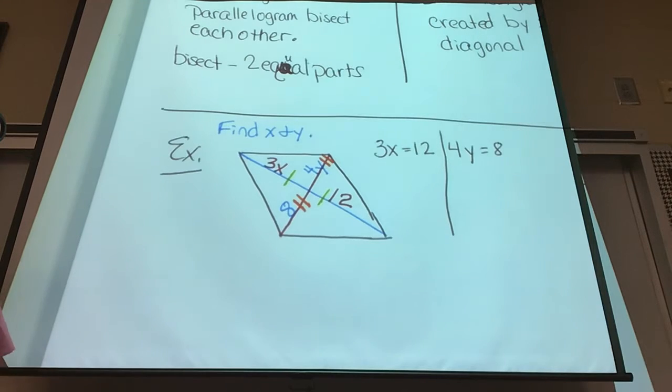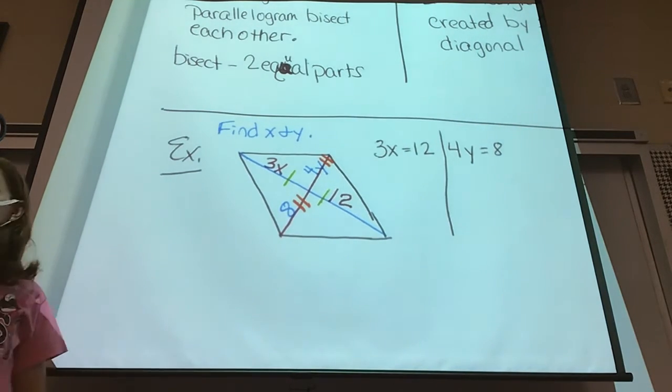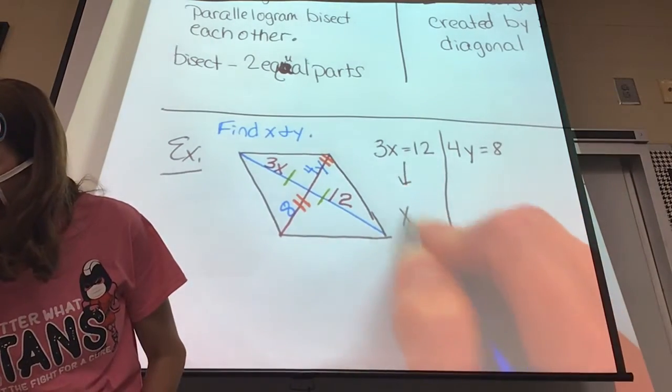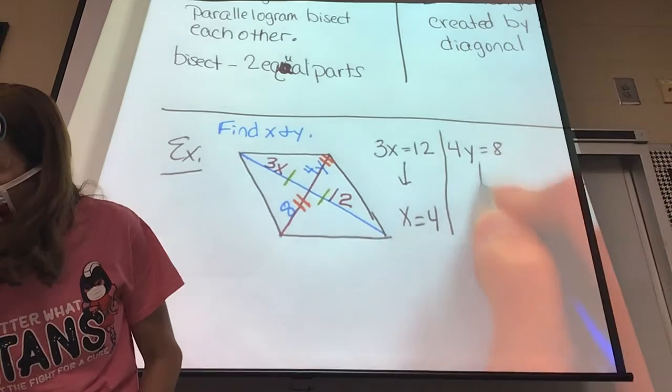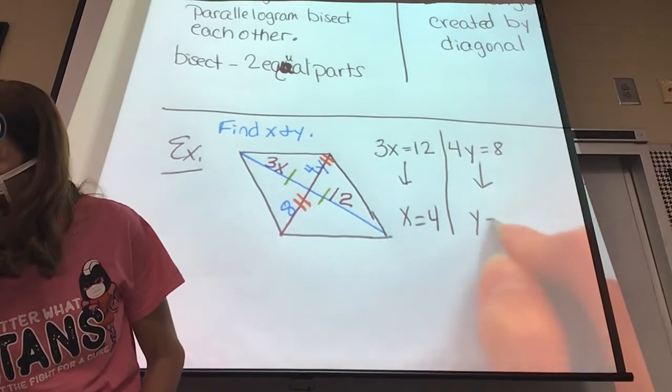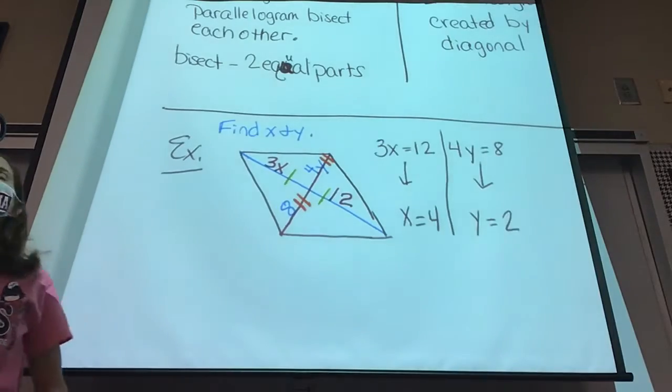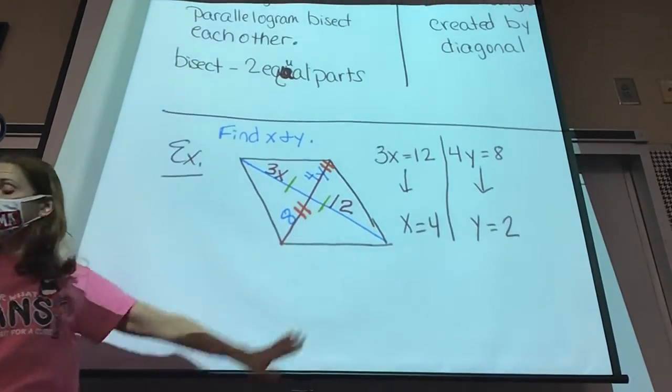Okay? So, most of you should be able to tell by looking at them, what did x equal? 4. So if I solve this, I should get x equals 4. If I solve this one, I should get y equals what? 2. But again, I've got to know this part.